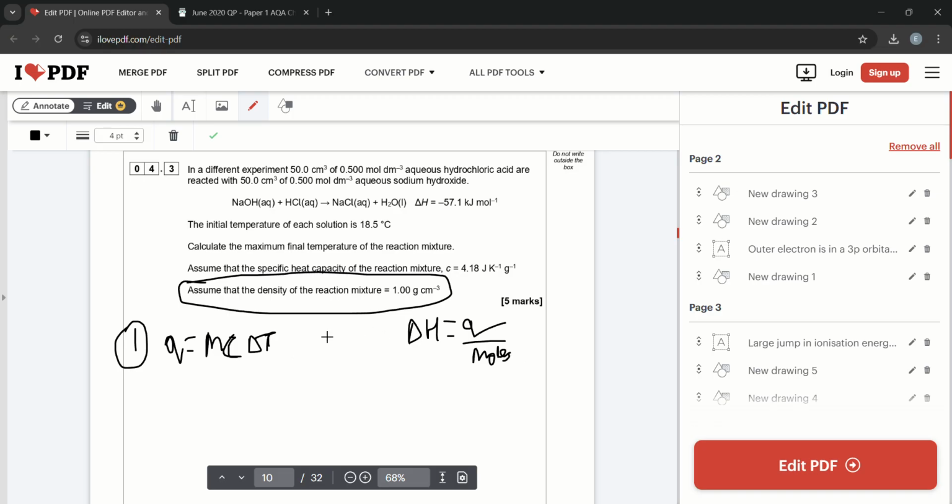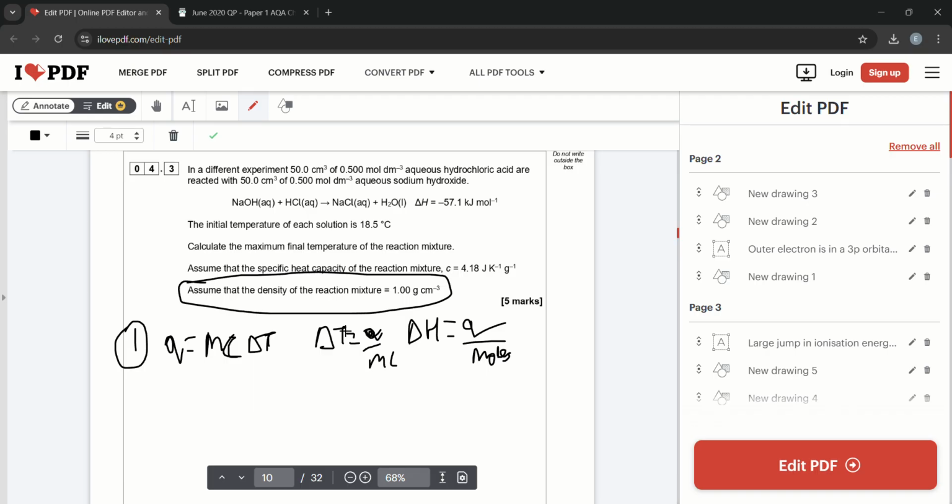We have delta T = Q over mc. We just rearrange it. And what are we trying to find? We're trying to find delta T. That's what we're trying to find.